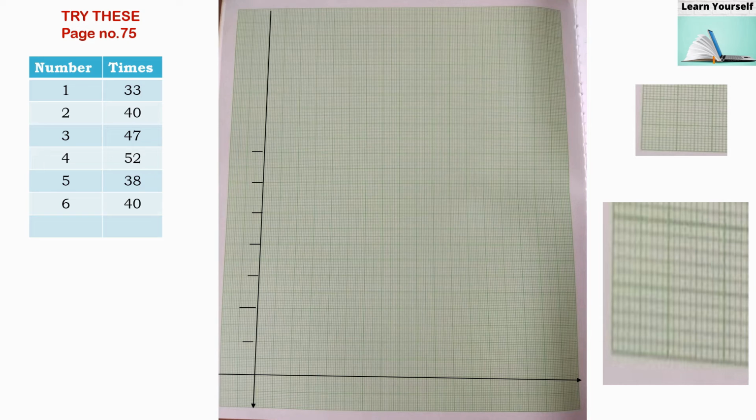We have to draw a bar graph. How are we going to draw a bar graph? For that we require a graph paper like this. This is my graph paper and it is 10 by 10. Now what is the meaning of 10 by 10?